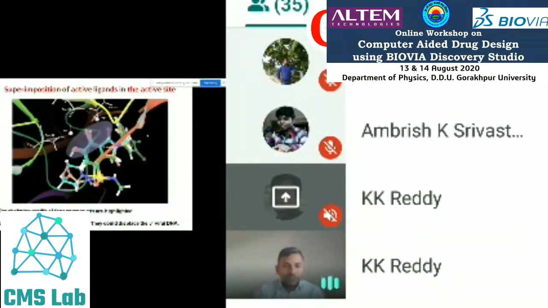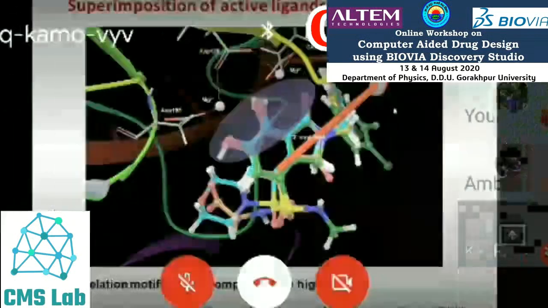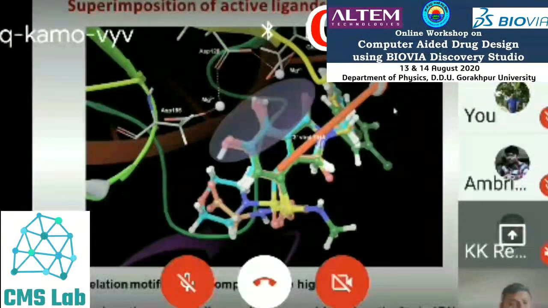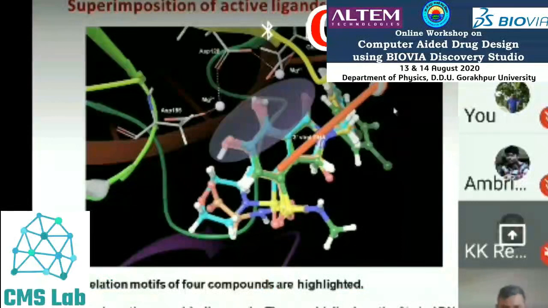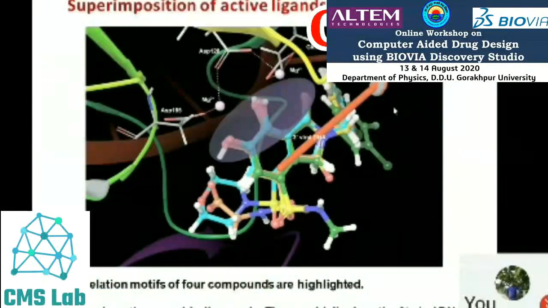Then we superimposed the structures to understand the formivirus. So it's very, very important. In some cases, you don't have a clear picture of a target. It's very important to use both approaches, both ligand-based drug design and structure-based drug design. This is one of the best examples I can show.